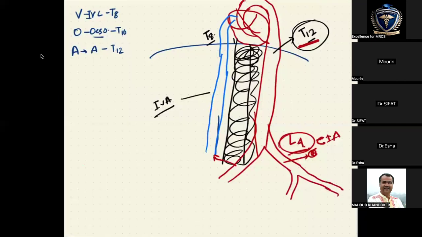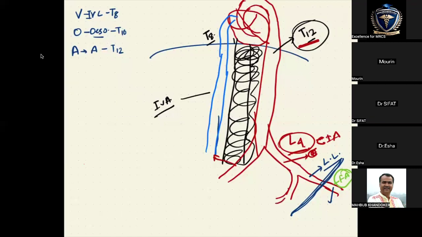And when the external iliac passes through the inguinal ligament, this part is known as the femoral artery. That means the femoral artery is nothing but the continuation of the external iliac. Are you getting me, guys? When it passes underneath the inguinal ligament, its name changes to the femoral artery, and this continuation of the external iliac artery supplies the lower limb.